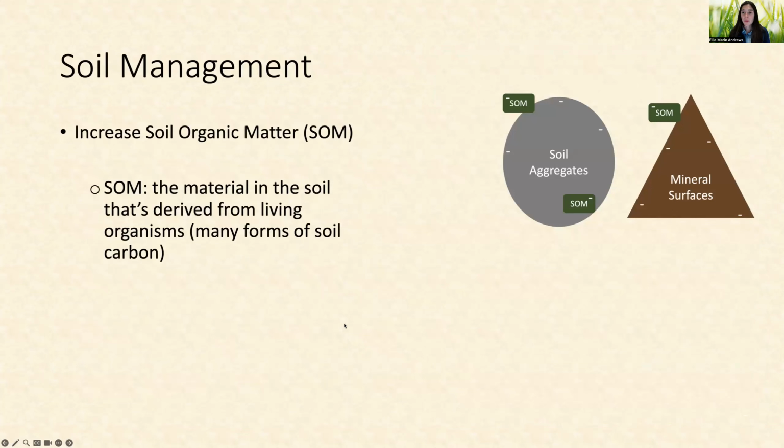Okay, so now we're going to go into soil management a bit more. So we're going to start with soil organic matter. So soil organic matter is that material in the soil that's derived from living organisms. So basically, soil organic matter is just a bunch of different forms of soil carbon at different stages of decay. And so that's represented here as these little soil organic matter sort of rounded blocks in green.